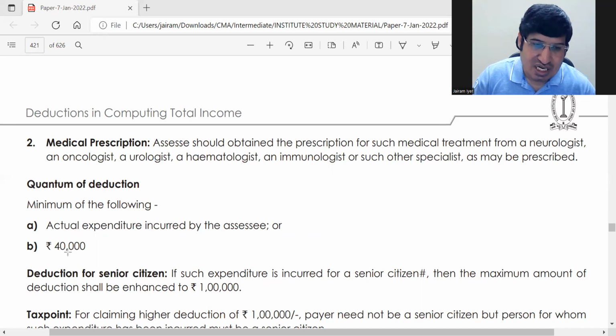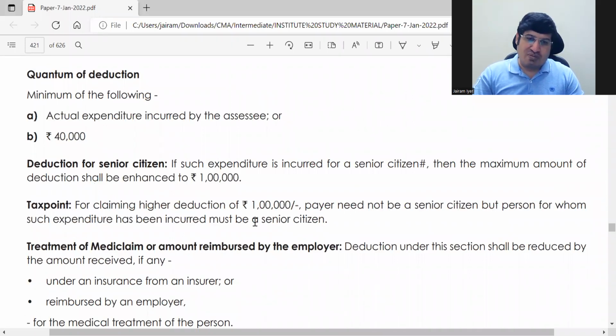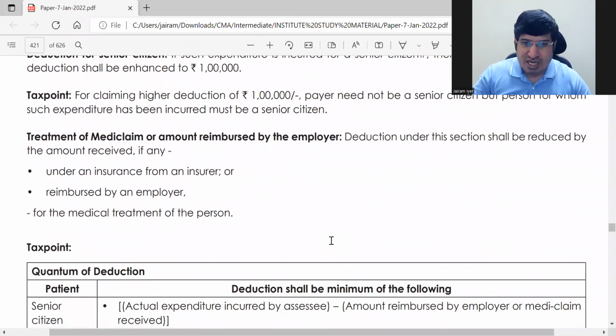Deduction is up to 40,000 here. In 80DD, it was a fixed amount, whatever be your expenditure. Here it is not like that. You will get up to your expenditure only for this. And for a senior citizen, this 40,000 will get increased to 1 lakh. That's all. And we all know that for these things, the payer need not be the senior citizen. The patient has to be a senior citizen.